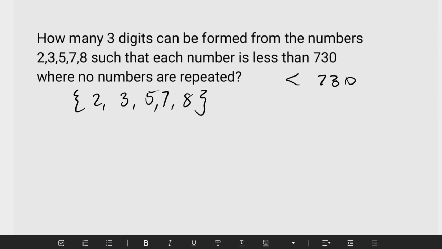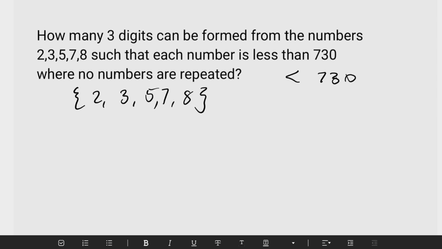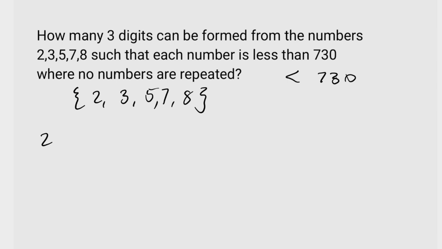So no numbers are repeated, so we first want to go for the easy ones. The easy ones are the numbers that are in the 200s, 300s, and 500s, because those ones are obviously less than 730. So first we're going to go for case 1. Actually, let's just combine them all in one: the first digit is 2, 3, or 5.